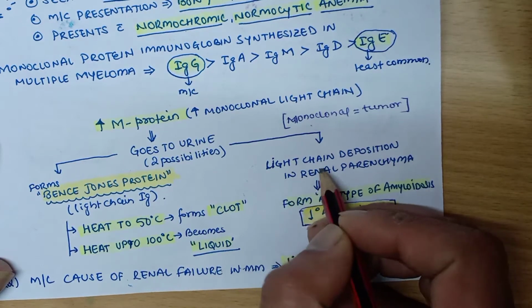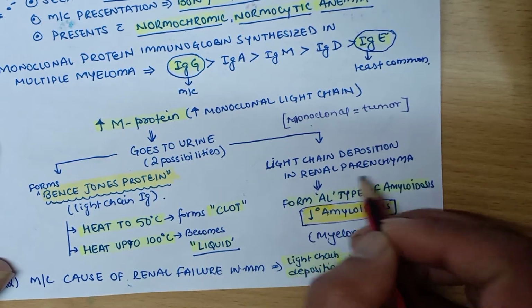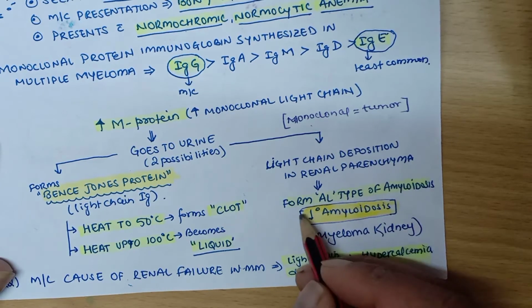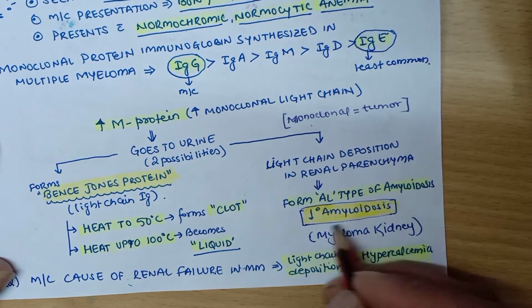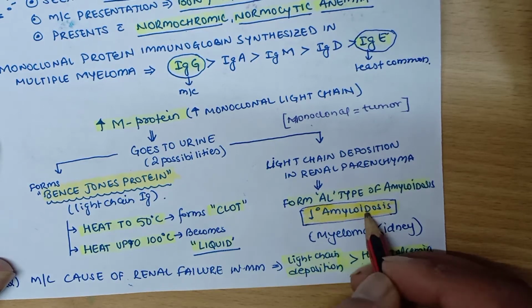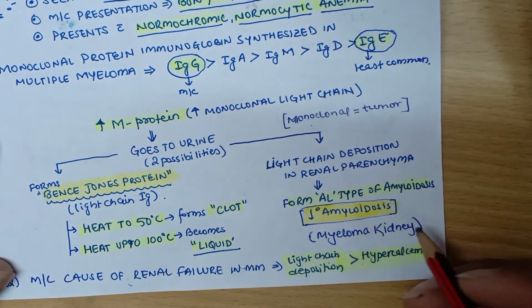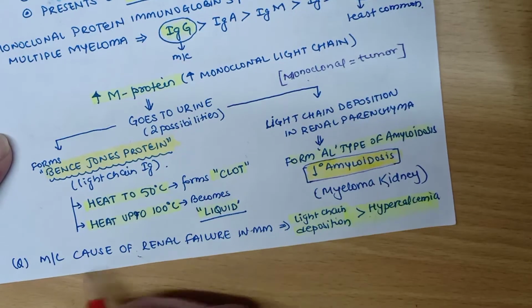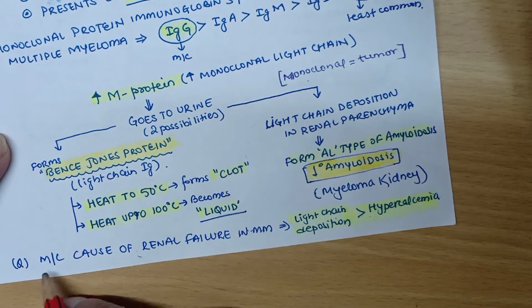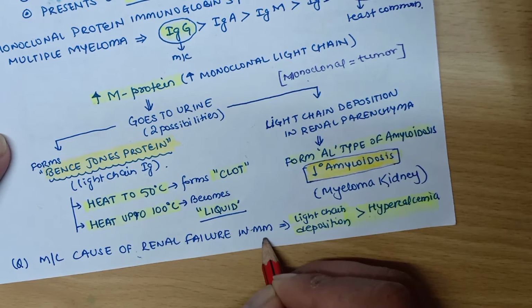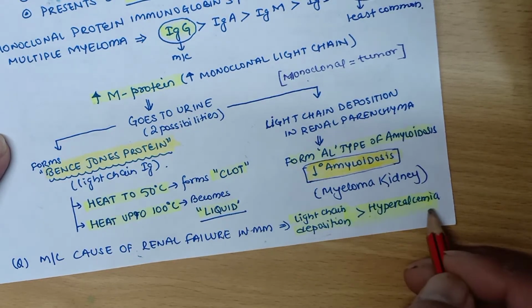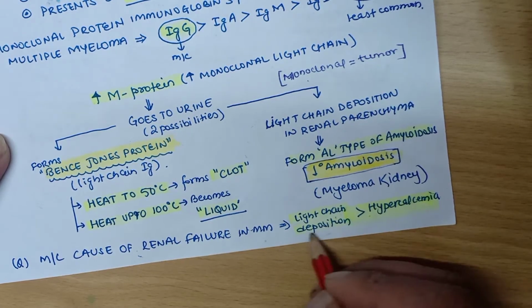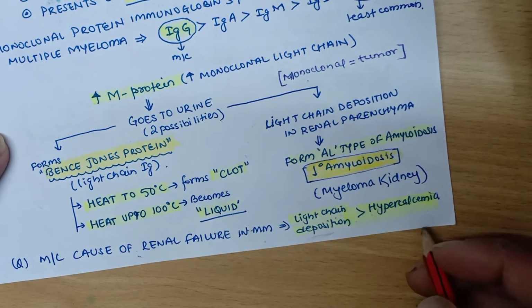When the light chain gets deposited in renal parenchyma, it will form primary amyloidosis, the AL type of amyloidosis. So primary amyloidosis is seen in multiple myeloma. Now, the most common cause of renal failure in multiple myeloma is light chain deposition and hypercalcemia, but light chain deposition is more common than hypercalcemia.